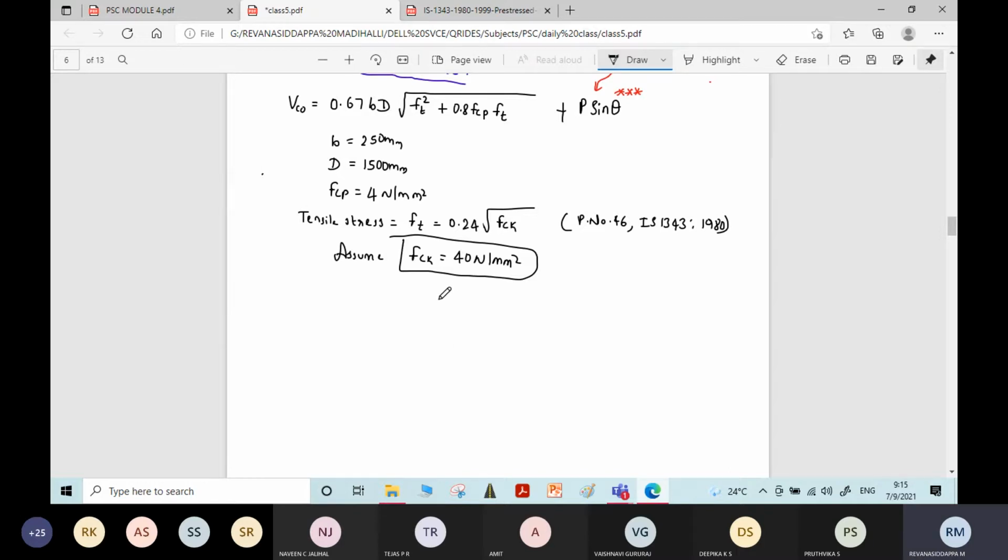Minimum grade of concrete used for PSC beam is 40, not below that. Minimum we have to provide M40 concrete. That minimum grade of concrete we have assumed now. Therefore, Ft is equal to 0.24 root of 40. What is the value? Principal tensile stress value? 1.52 Newton per mm square.